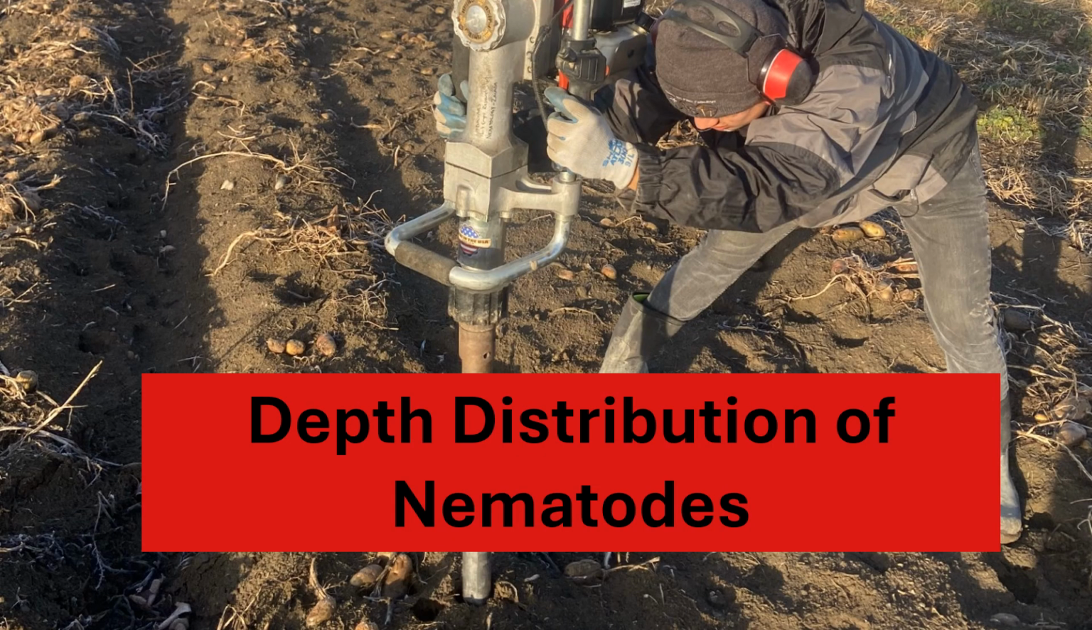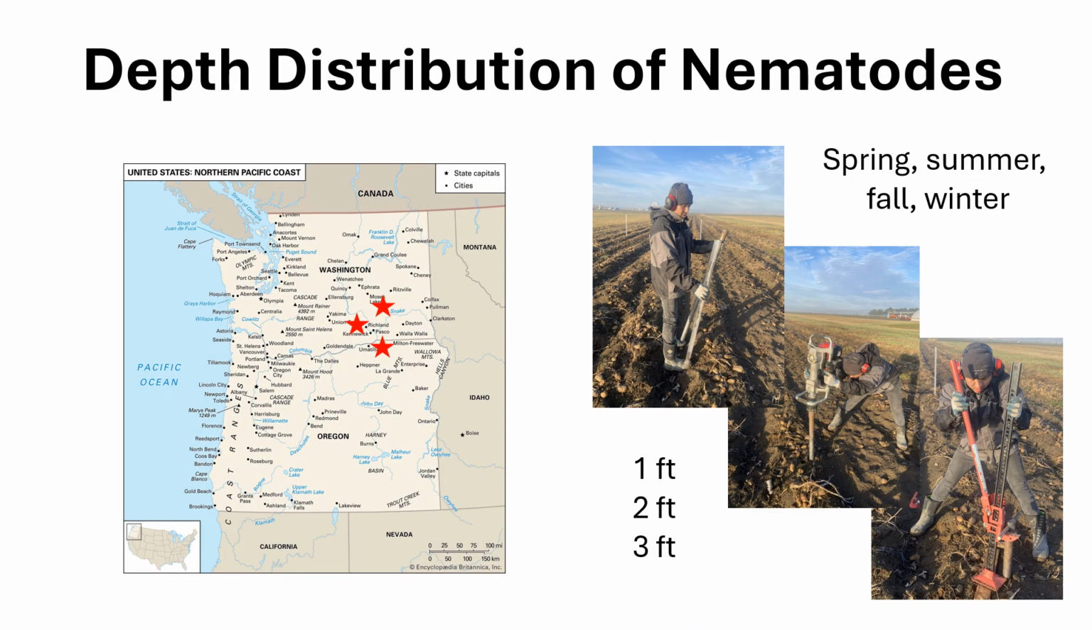So now I'm going to talk about the depth distribution of nematodes. We currently don't have any specific data that I'm going to be presenting here, but I'm going to give you a general idea, and we have data from over 100 fields now, so hopefully we'll be able to present that soon. Depth distribution of nematodes is an important consideration, because we know people have studied the horizontal movement of nematodes, but less so the vertical movement of nematodes.